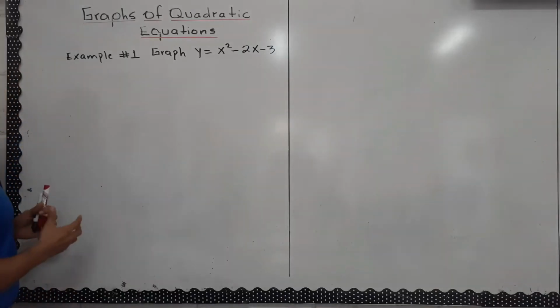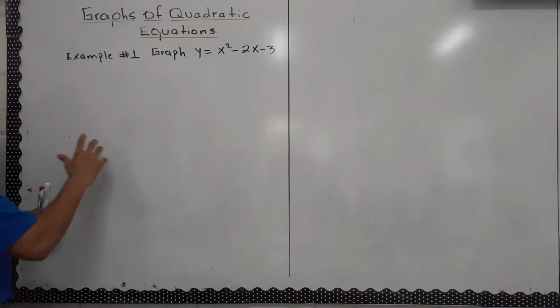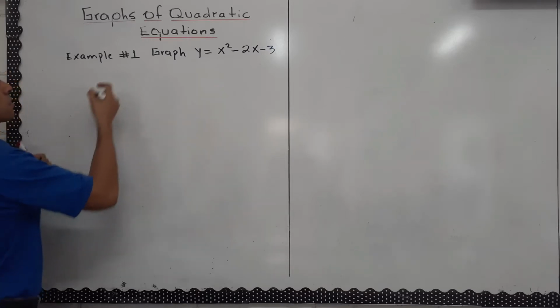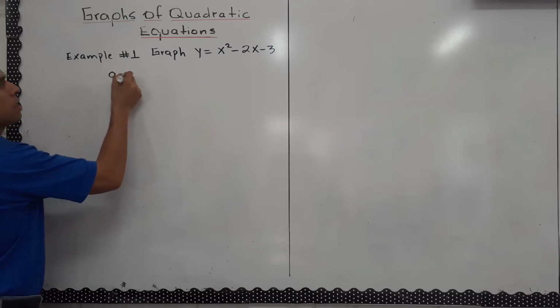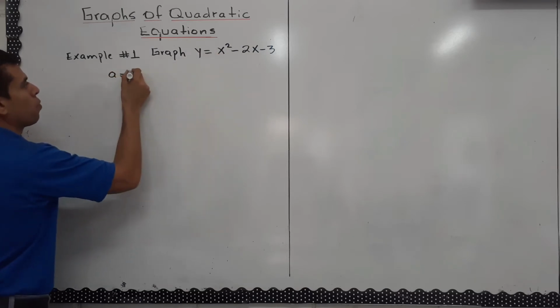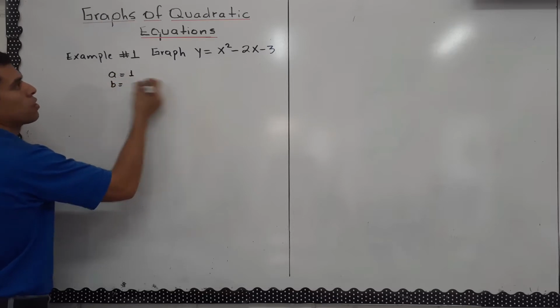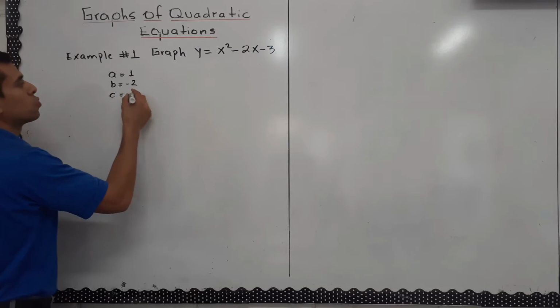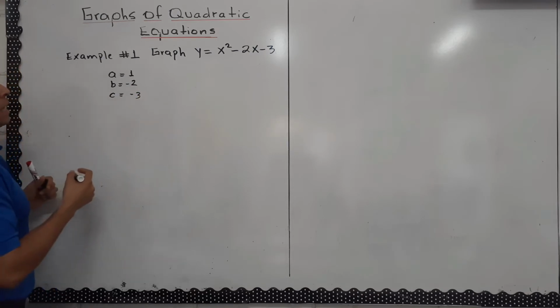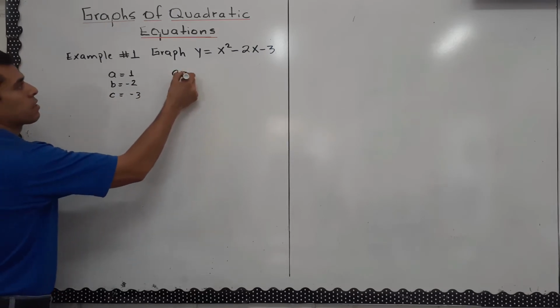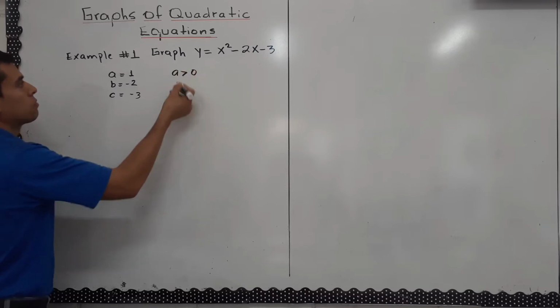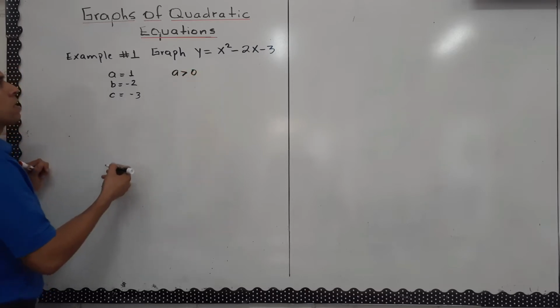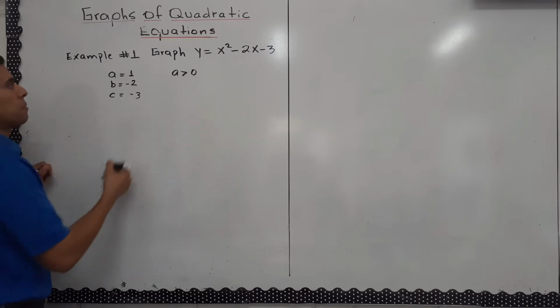Now we're going to see example number 1 about graphing quadratic equations. The first thing that we are going to analyze is that in this case, a is going to be 1, b is going to be equal to negative 2, and c is going to be equal to negative 3. If you analyze, in this case a is greater than 0, which means that a is positive, so this parabola is going to open up.